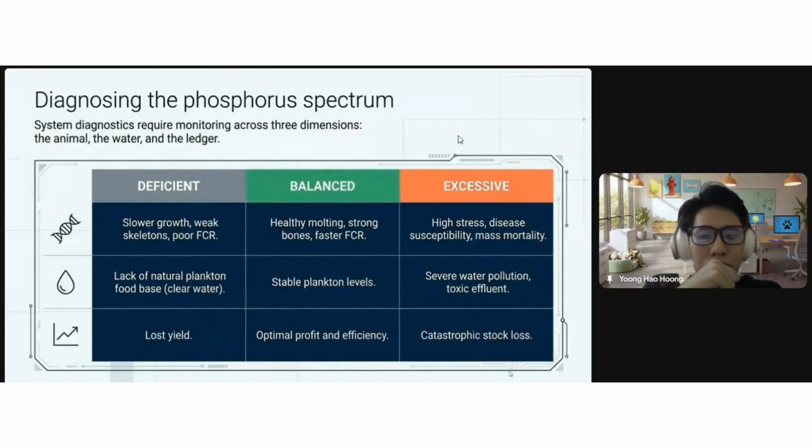So what's the importance of phosphorus in terms of growth? Proper phosphorus level can help to support the fish bone development, shrimp molting, better growth, and feed efficiency. That's why balanced phosphorus improves farm productivity.